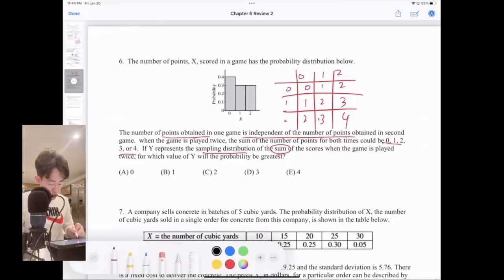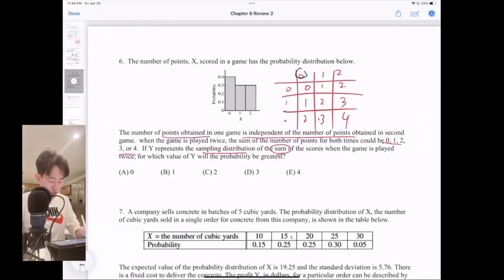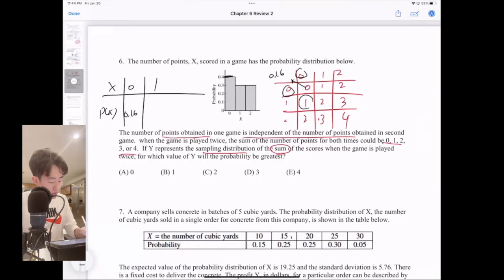So the chance of you getting 0 and then 0 again is 0.4 times 0.4. So this happens 16% of the time. So what I can do is write down x with its respective probability. 0 is 0.16. Now for 1, it happens twice, where you get 1 and then 0, and vice versa. So that's 0.3 times 0.4, which is 0.12, and then another 0.12, so that's 0.24.